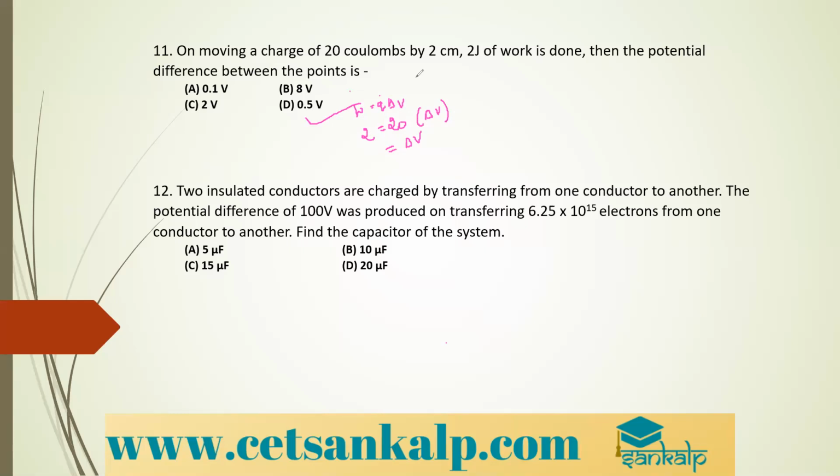Next question. That is, two insulated conductors are charged by transferring charge from one conductor to another. The potential difference of 100 volt was produced on transferring 6.25 into 10 to the power 15 electrons from one conductor to another. Find the capacitance of the system. So we need to use the formula of capacitors here. How can we do?